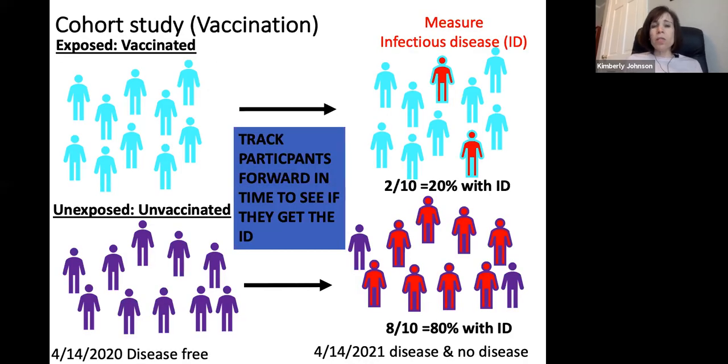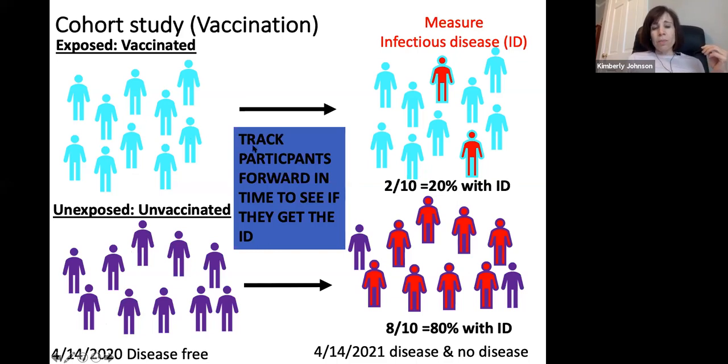So let's talk about a cohort study for vaccination, how we might do that. In this diagram, I have two groups of people. I can assemble a group of people and divide them into exposed and unexposed. In this case, our exposure is vaccinated or unvaccinated. I might learn if they were exposed or unexposed through a survey, asking a group of people, were you vaccinated? We're going to start this study today on 4/14/2020. A key to a cohort study is everybody is disease-free when you start the study, for the disease of interest that you're following them for.